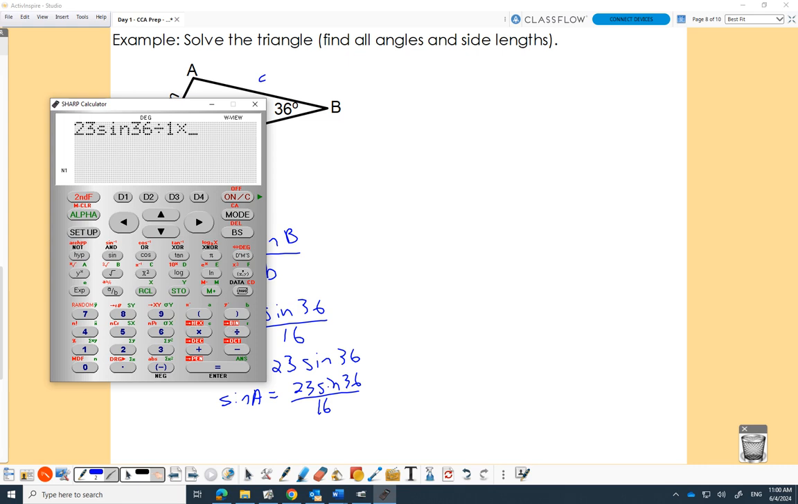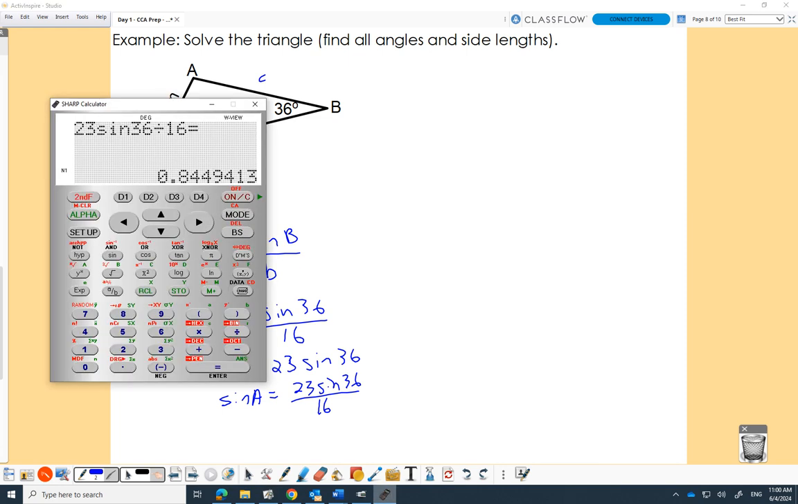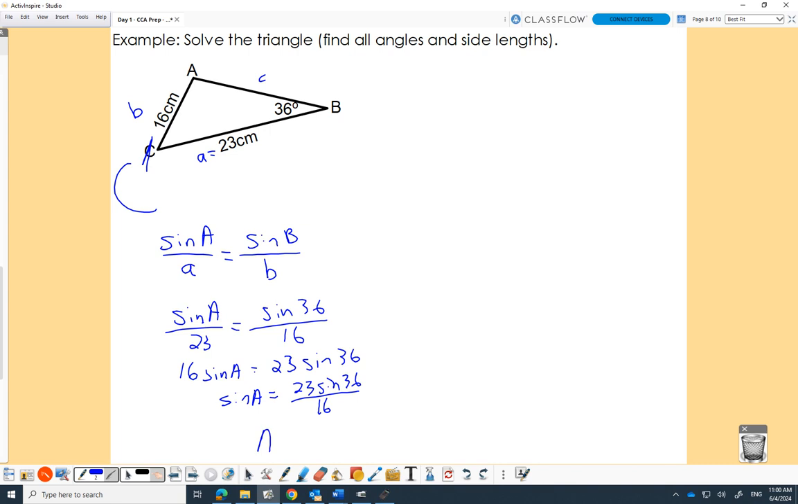And then I'll need someone who's right with me to explain why this answer looks so completely weird. 0.844. The angle's 0.844? There's no way that the angle should be 0.844. What did I miss? Sine inverse. So if you're looking for an angle, at some point you're going to have to sine inverse that thing. So I've actually got to do sine inverse of 23 sine 36 over 16.